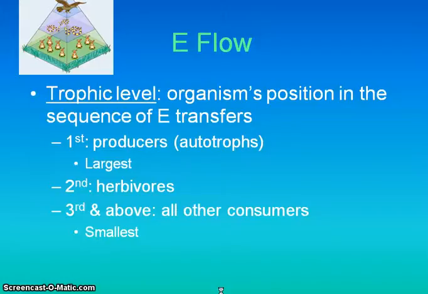So energy is going to flow through an ecosystem through the various trophic levels, and a trophic level is an organism's position within the sequence of energy transfers. So it kind of looks like a food pyramid where your producers are going to be at the bottom. That's the largest level. Those are all the autotrophs, and then the second level would be the herbivores, and then the third and above would be all of your consumers, and the levels are going to get smaller and smaller as you go up.